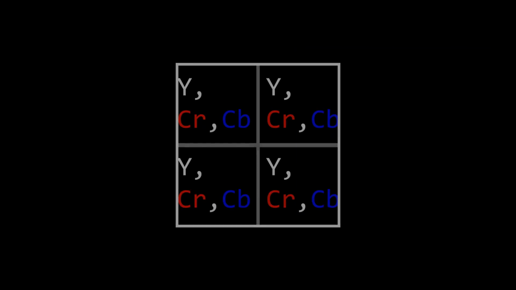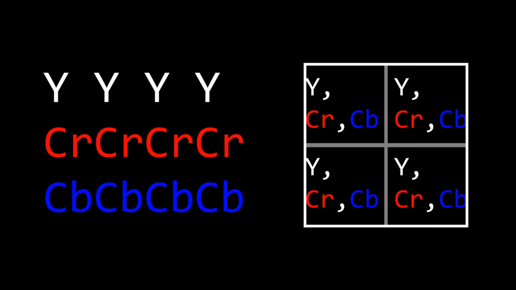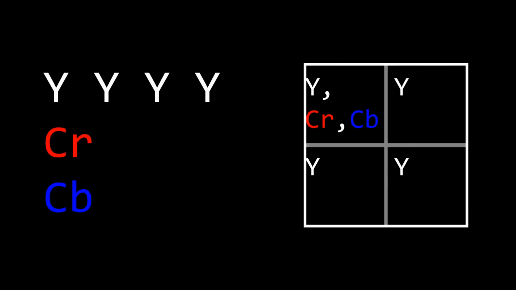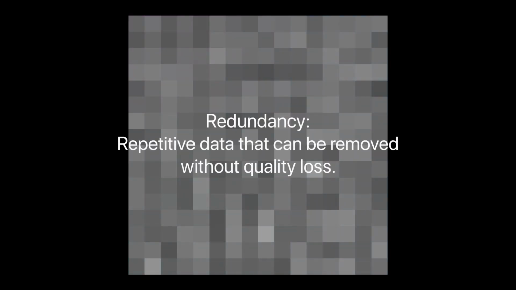Previously, our 2 by 2 square had 4 Luma and 8 Chroma values, 12 total. Now, our 2 by 2 square will have 4 Luma values and 2 Chroma values, 6 total. We have already cut our file size in half. Here is our macroblock before and after the subsampling. Next, let's try to remove redundancy within the 16 by 16 Luma component of our macroblock.